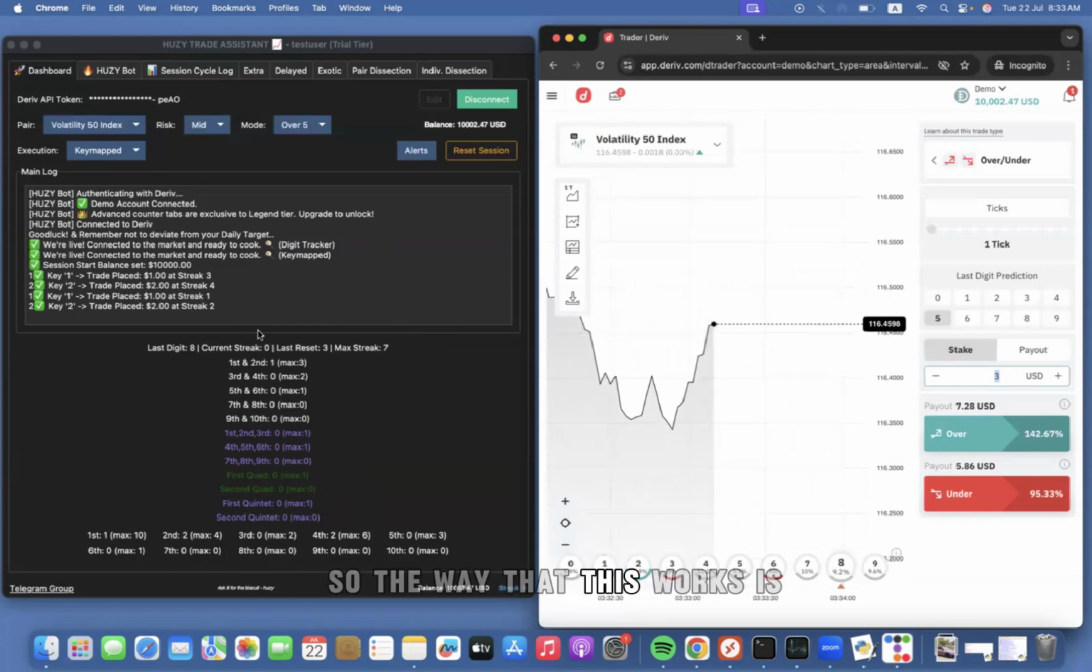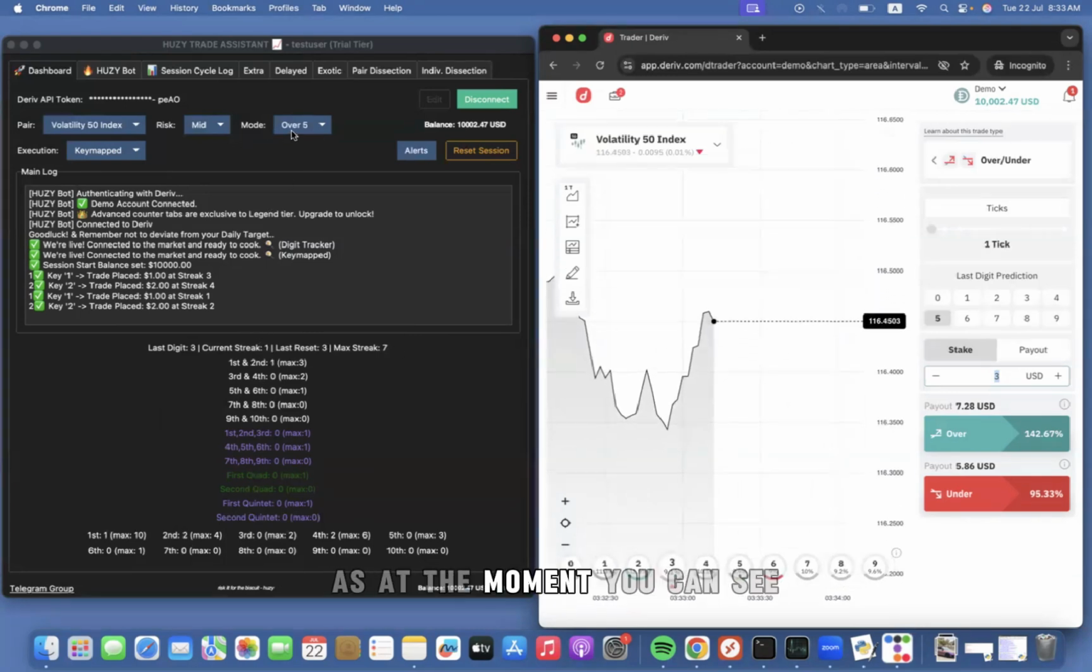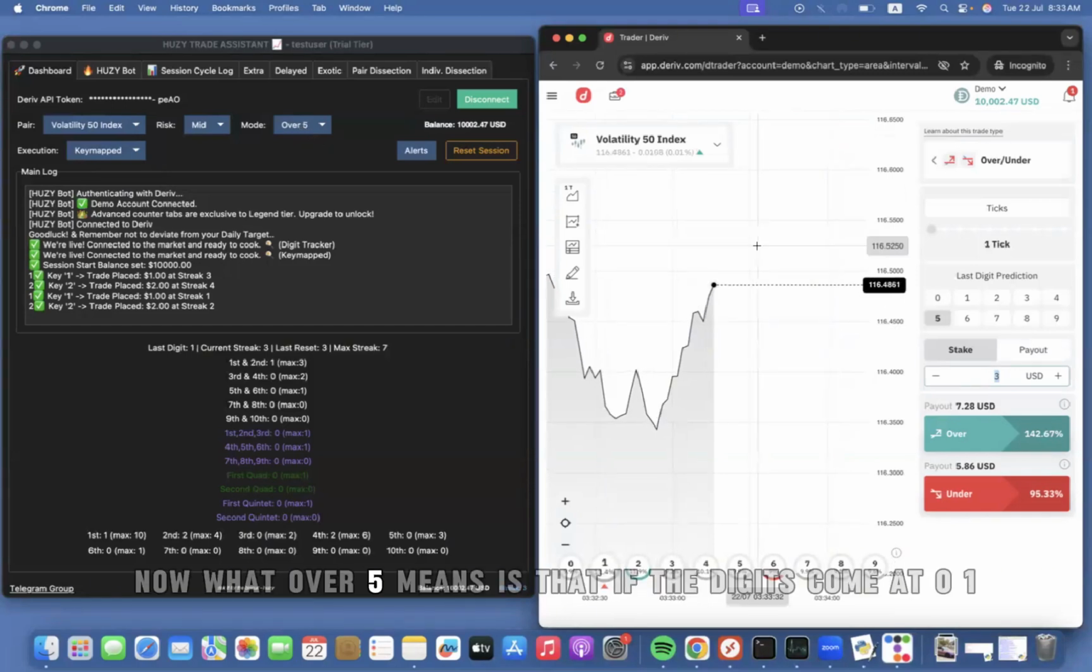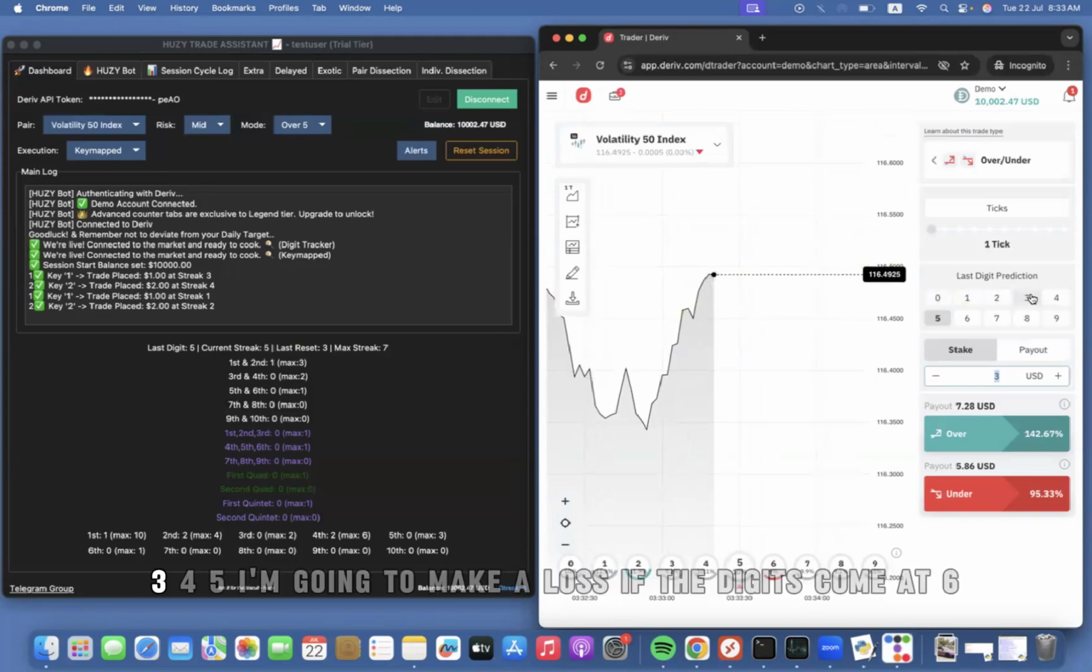So the way this works is, as you can see at the moment, I've selected the over 5 mode. What over 5 means is that if the digits come at 0, 1, 2, 3, 4, 5, I'm going to make a loss.